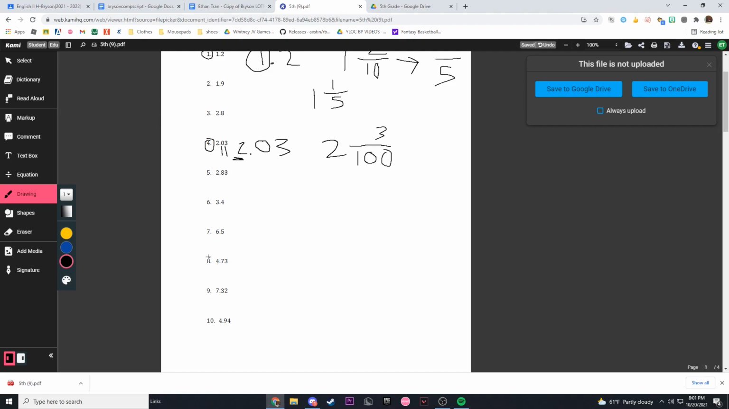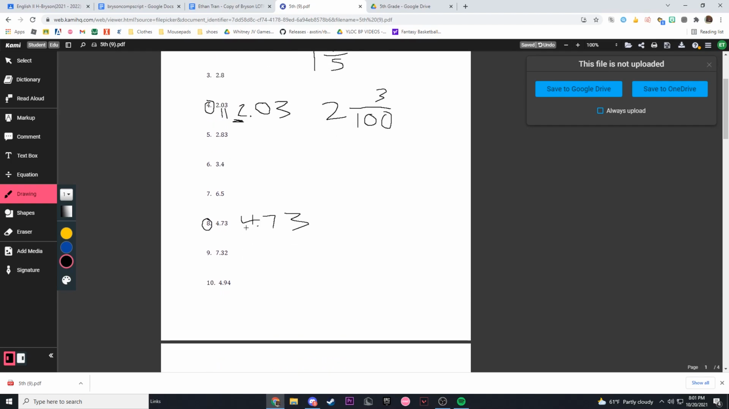For number 8, we have the number 4.73. Once again, we look to the number on the left of the decimal place, and it is a 4, so we can just write down a 4 because it's the whole number. And now we have to look to the right of the decimal place, and we see that it's 0.73. For 0.73, it has 2 digits, so we're going to make it out of 100. And we're just going to write down the numbers on top of the fraction. So now we look if we can further simplify this fraction, and we can't, so our final answer for number 8 is 4 and 73 out of 100.